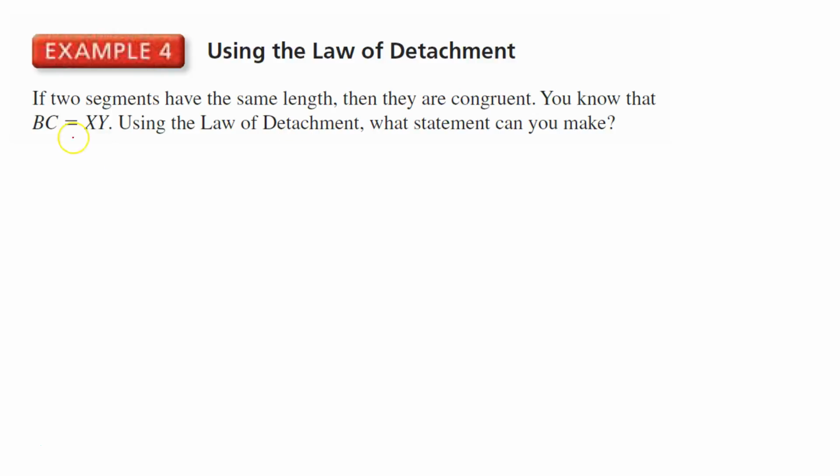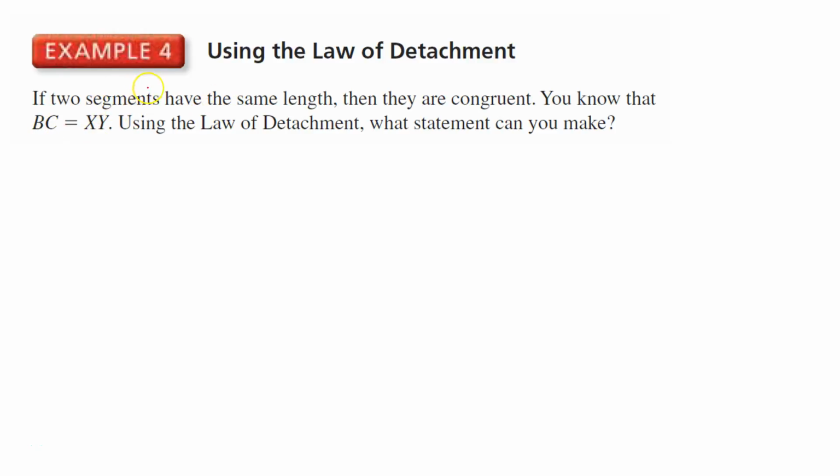Example. If 2 segments have the same length, then they are congruent. You know that BC equals XY. So this means that segment BC has the same length as segment XY. When there's no line on top, it means the length of the segment. So the length of BC is equal to the length of XY. So there are 2 segments with the same length.